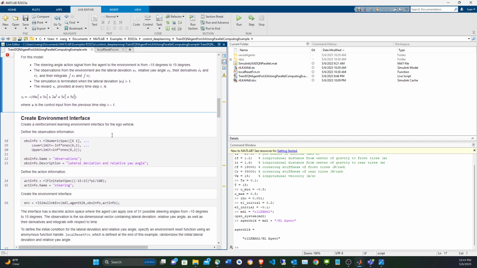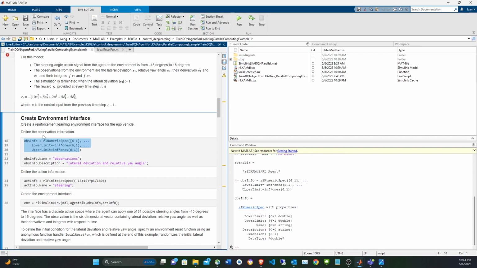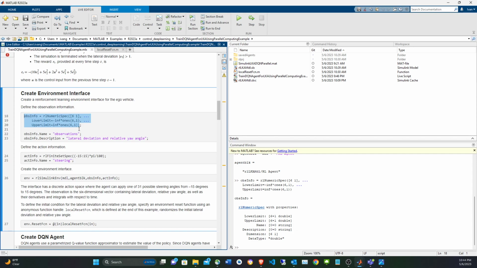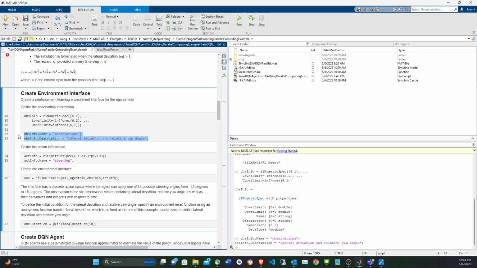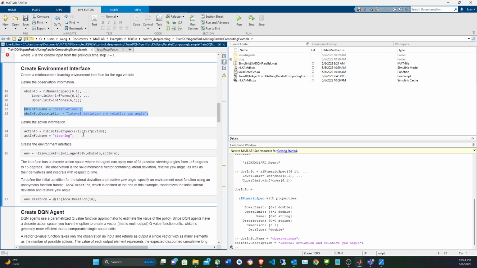Okay, so now let's create the observation information, which is numeric spec, because this is continuous. We got the lateral deviation, angular deviation, their velocities and acceleration, so we have a total of 6 variables. We don't care about the limits, so the limits are both positive infinity or negative infinity for everything. We put a name and a description for the observation object, and for the action, we want it to be between negative 15 degrees and positive 15 degrees, and we convert to radians, and then divide it, we're going to have 31. We discretize this, and you can see that this is a range of discrete values.